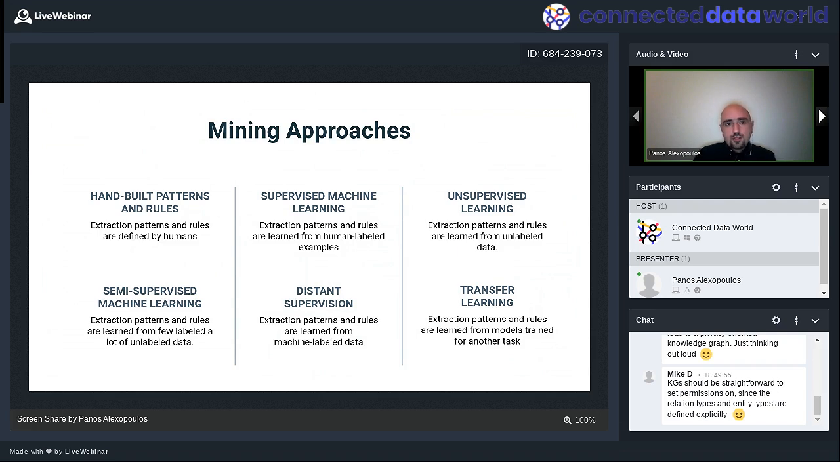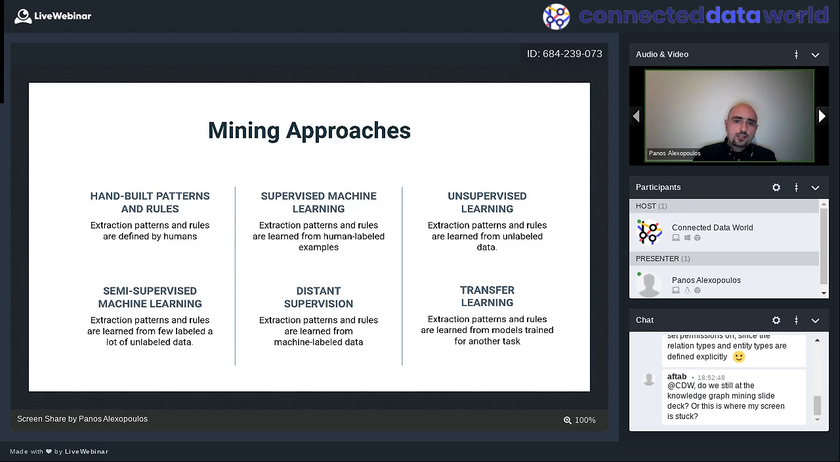The main problem with these rules is that they may offer, in most of the cases, high precision, but they have really low recall. So it's really hard to scale and generalize all the different ways that the same piece of information can be expressed. So therefore, it doesn't really solve the problem of automating the knowledge graph construction.